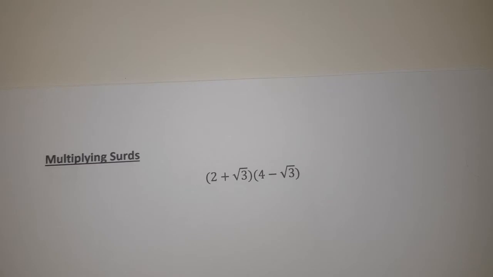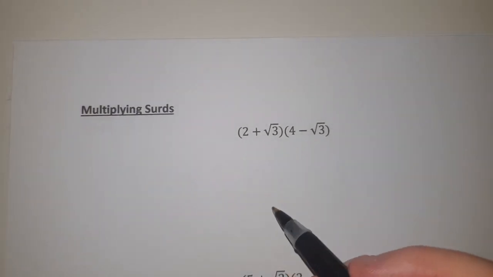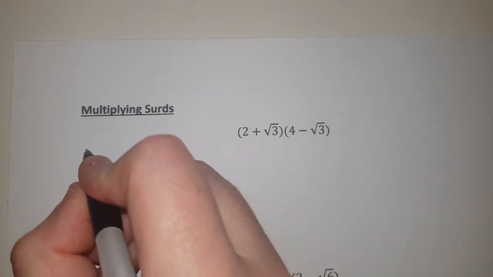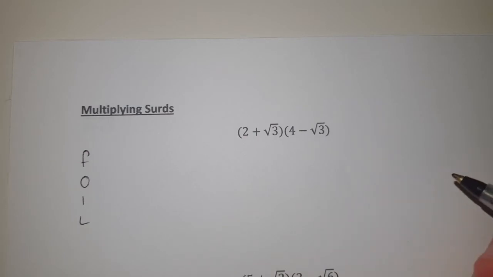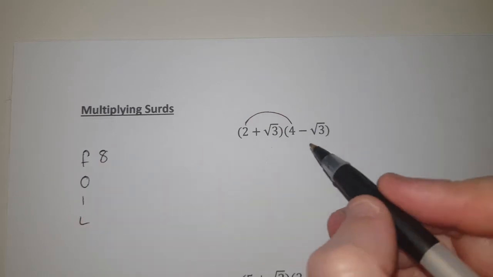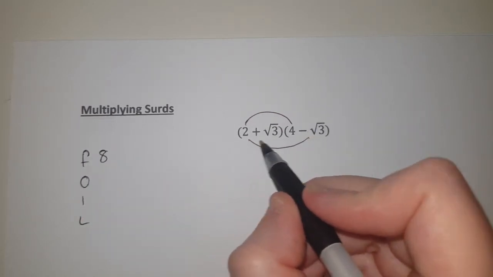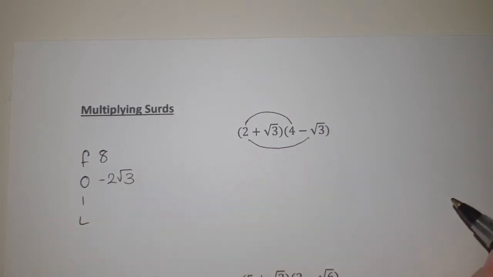Okay, and then we get on to multiplying out surds. Now, all this is basically using FOIL or grid, whichever method you've done for double brackets. And it's just that your answers are in terms of surds. So first term in each bracket, 2 times 4 is 8. Outside, I've got 2 times minus root 3. So the 2 just ends up in front. So I get minus 2 root 3.